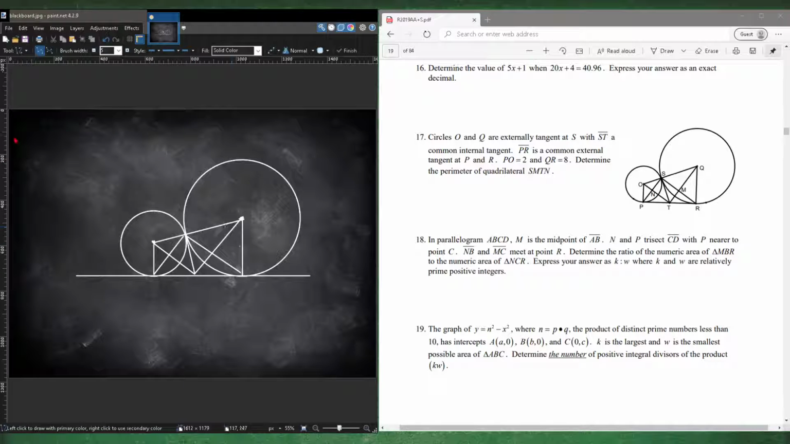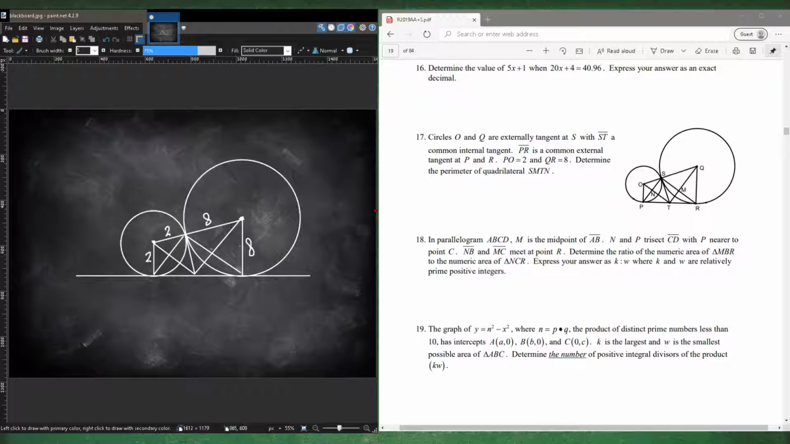Cool. Okay, so basically what we have to do is find some lengths. We know PO is 2 and we know QR is 8, so those are radii, so that tells us this is 2 and this is 8. And now let's first get our common external tangent. If you know how to do this, I have a video on my channel in my "what is this" class, where I teach how to get the common internal or external tangents.